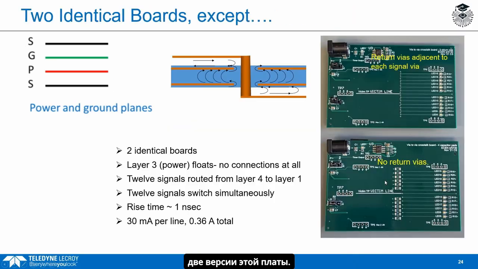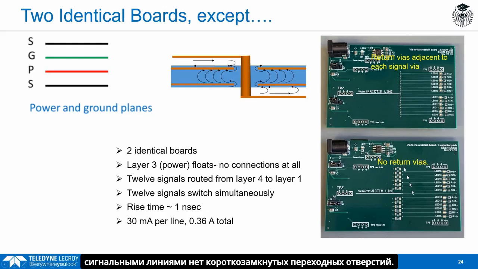Now, I have 2 versions of this board. I have one version where I have return vias between or adjacent to all the signal lines. And so that return current in the cavity from the bottom plane to the top plane is going to flow through those shorting vias. That's one version of the board. And I have an exact duplicate of that board, only without the shorting vias. So there's no shorting via between those signal lines. It's just going to be between the floating plane.